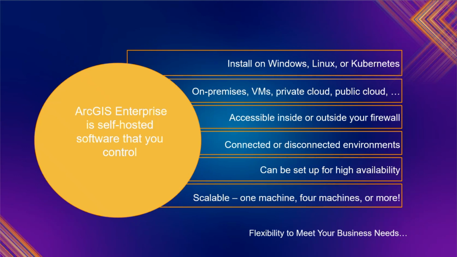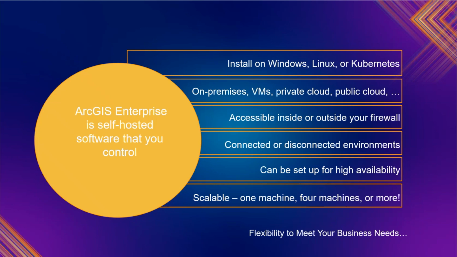Okay, so ArcGIS Enterprise is self-hosted software that you can control, of course, as I mentioned. It's installed on Windows, Linux, and Kubernetes. You can install on this. It's on premises, a VM-based private cloud, or public cloud. You can host on that, and it is accessible inside and outside of your firewall. You can control it.